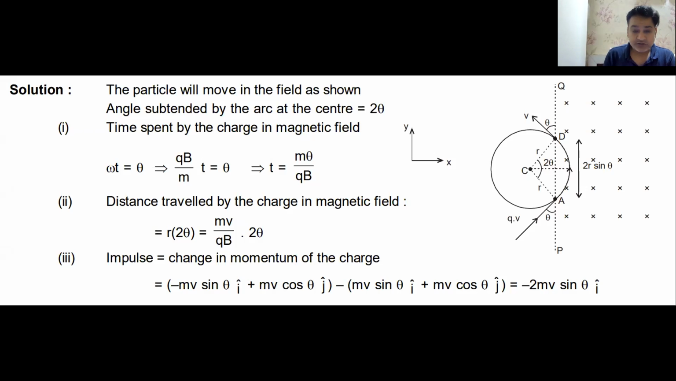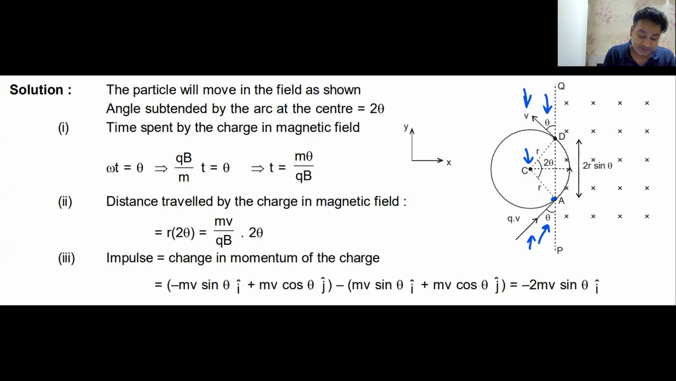But as I told you, this is a straightforward question. Once you realize the particle is actually here, you do V cross B, you find out the center of the circle, then you just rotate it in a circle. Whatever angle it enters, the same angle it will come out. Whatever speed it enters, the same speed will come out. The direction will be reversed.